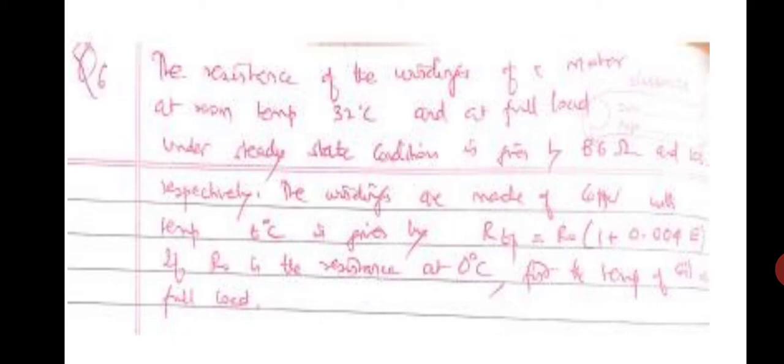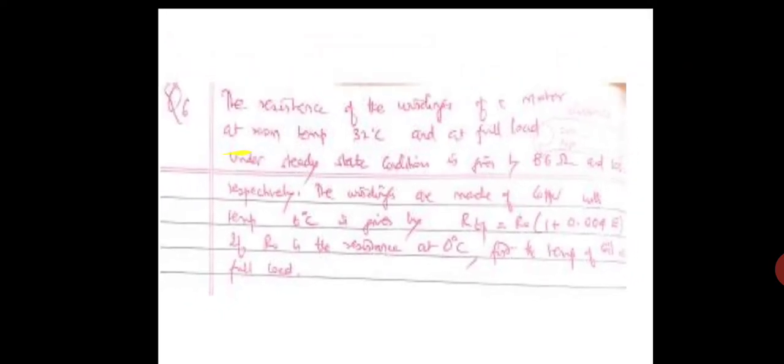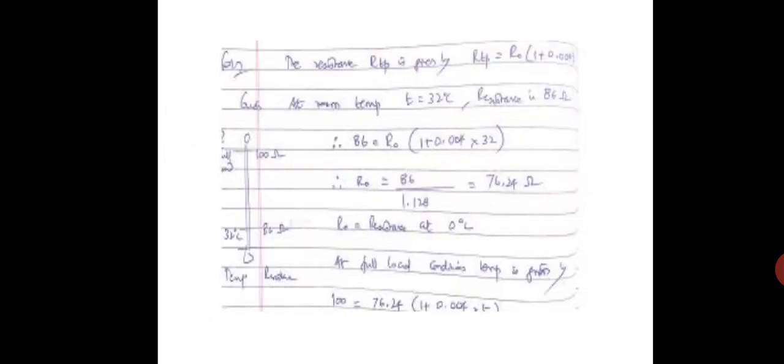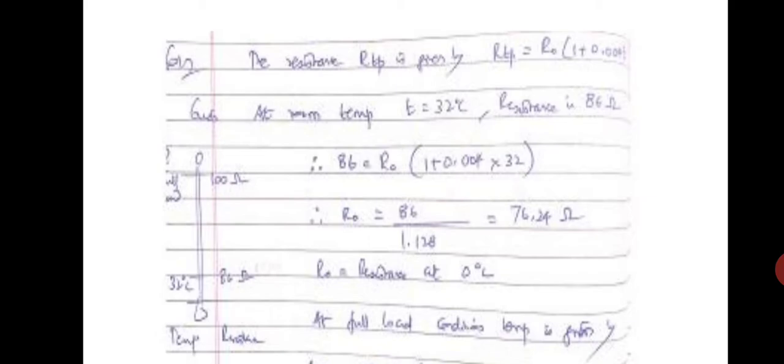Okay, and he has given the room temperature as 32 degrees centigrade, the resistance is 86 ohms, and second, at full load the temperature is not given but the resistance is given as 100 ohms. Now the question asks that you need to find out the temperature of the coil at full load. So again, a very simple and straightforward question it is.